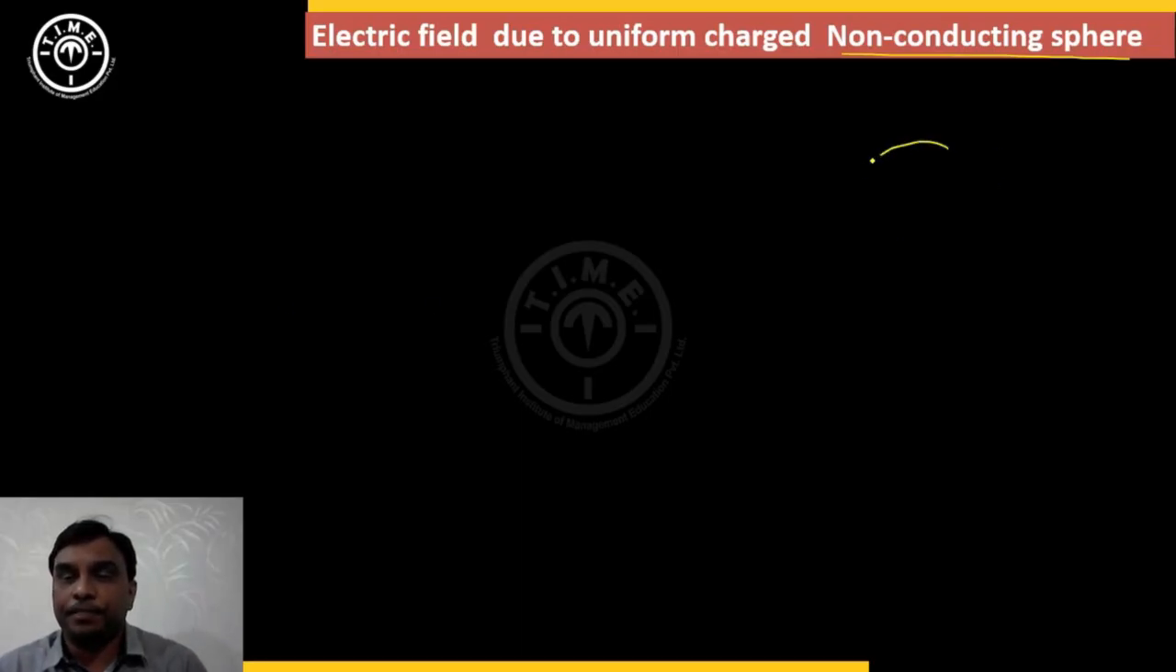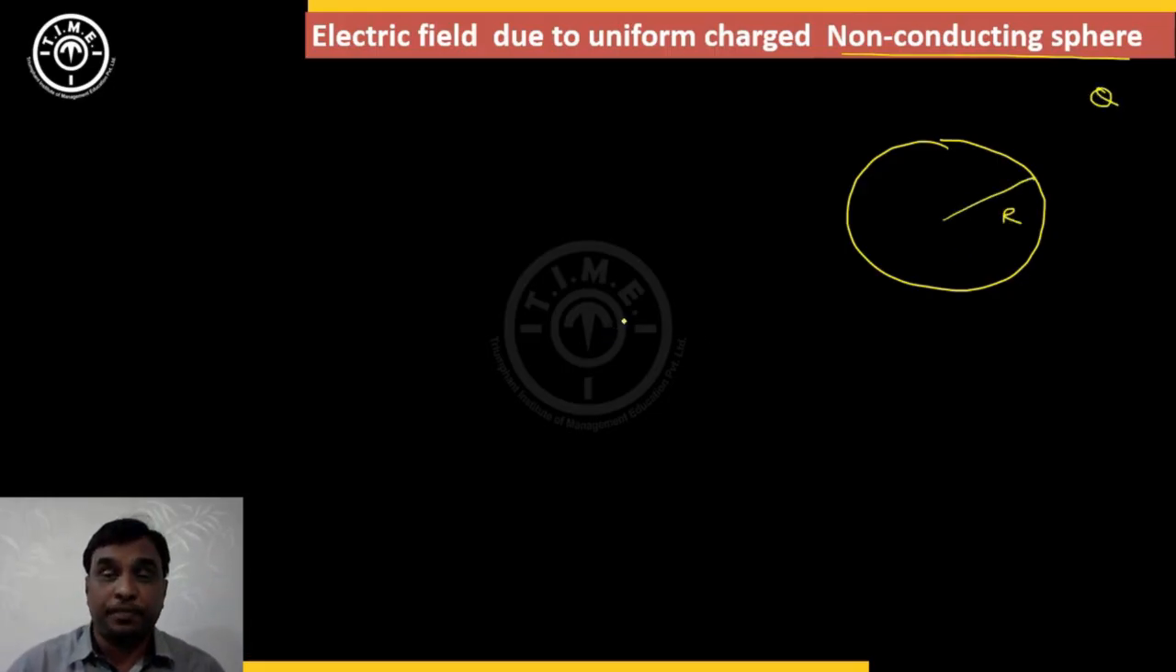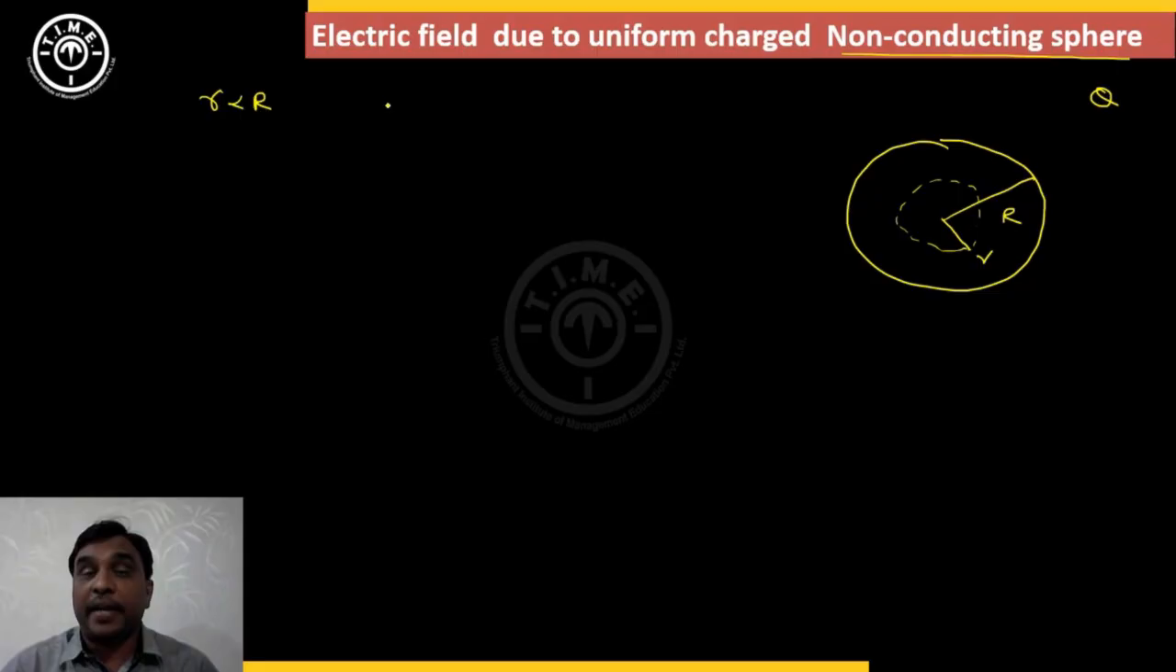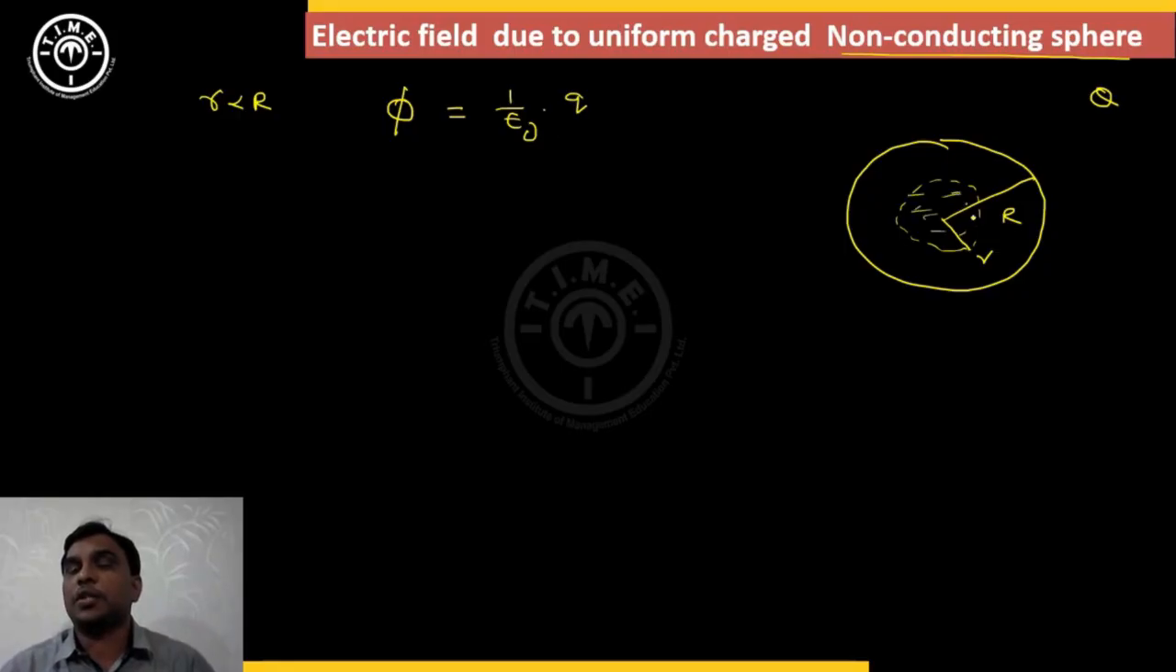Let me take one sphere to which I have given charge Q, whose radius is R. This charge is uniformly distributed. You want to calculate electric field at a distance small r, at any point inside, where small r is less than capital R. According to Gauss law, flux is equal to 1 by epsilon naught of small q. What is small q? Small q is the charge inside the smaller sphere, whose radius is small r. Right? That we have to calculate.